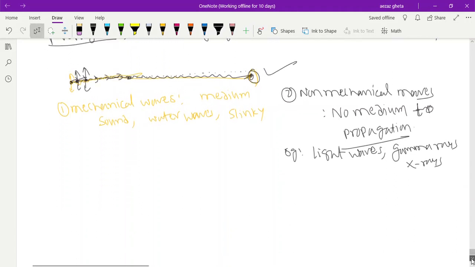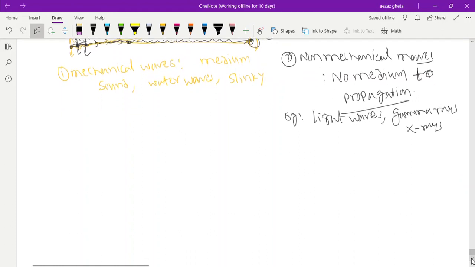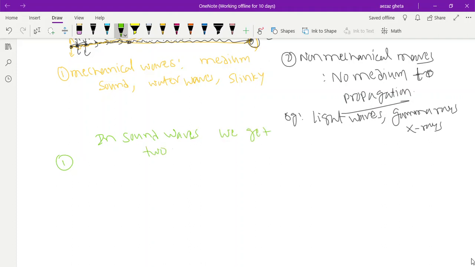Everyone understood? Okay, as we are discussing the sound chapter, we will study the characteristics in that. In sound waves we get two regions. Those two regions are what? One is called compressions and the other region is called rarefactions.